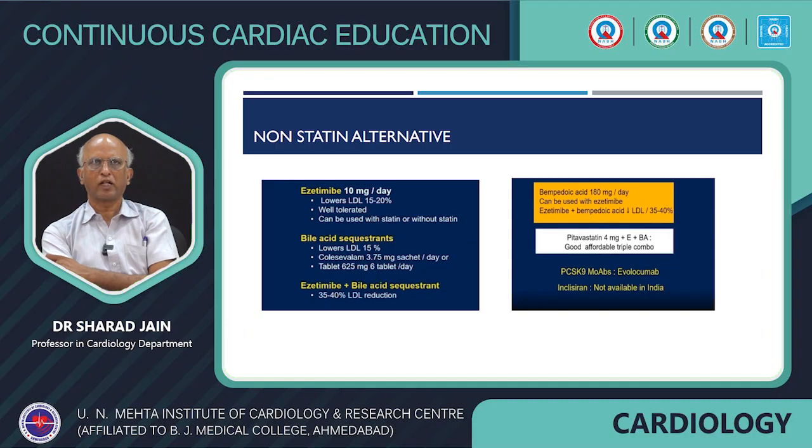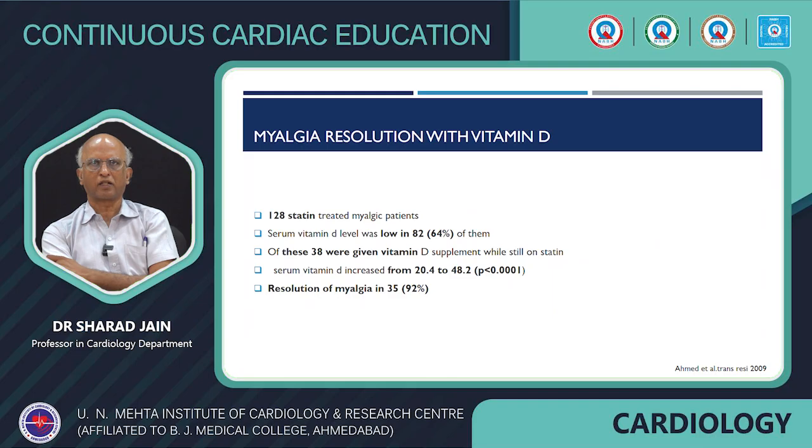So, the non-statin alternatives are ezetimibe 10 milligram per day, which lowers LDL by 15 to 20%. It is well tolerated, and can be used with statin or without statin. Then the bile acid sequestrant, and then ezetimibe plus bile acid sequestrant in combination. Then of course bempedoic acid 180 milligram daily can be used with ezetimibe, and you can combine pravastatin 4 milligram, ezetimibe, and bile acid sequestrant. It is a good affordable triple combination. Then of course the PCSK9 inhibitor and other drugs.